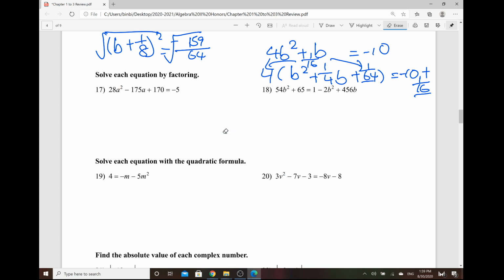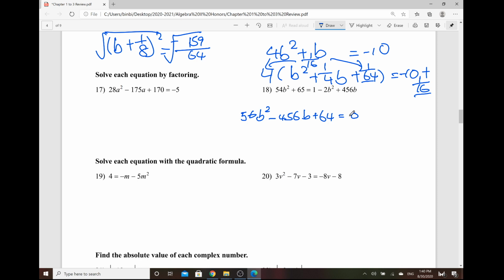The first thing that you want to do, again, is try to bring everything together to one side, and then just rewrite it with the greatest power to the least, so the descending order. So 54b squared plus 2b squared, that would be considered 56b squared. And then minus 456b. And then 65 minus 1, that would be considered 64, plus 64.